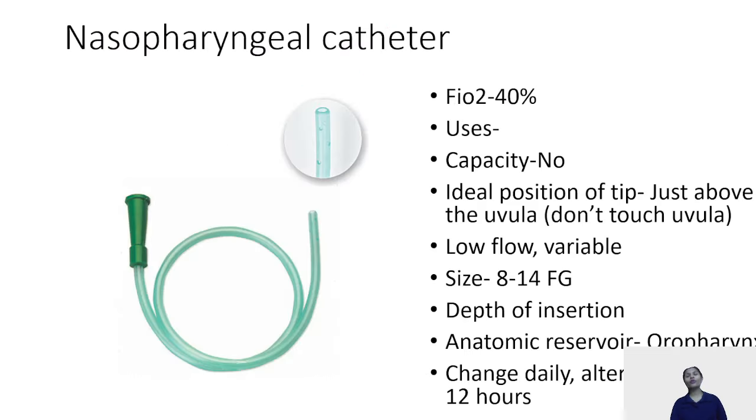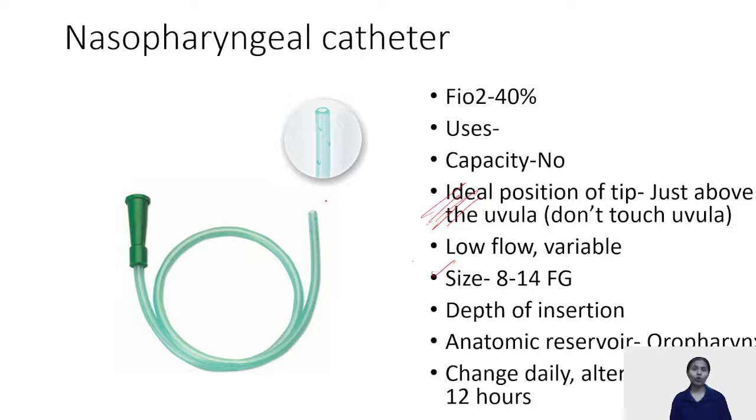Coming to the next device, the nasopharyngeal catheter. As the name suggests, it's a nasopharyngeal catheter whose size is decided by keeping the catheter from your ala nasi till the tragus of your ear. This portion is then marked, and you insert this catheter via your nose using a lubricant jelly till the tip of the uvula. Just remember that the ideal position for the nasopharyngeal catheter is just at the tip of the uvula. You don't have to touch the uvula, or you can generate a gag reflex.